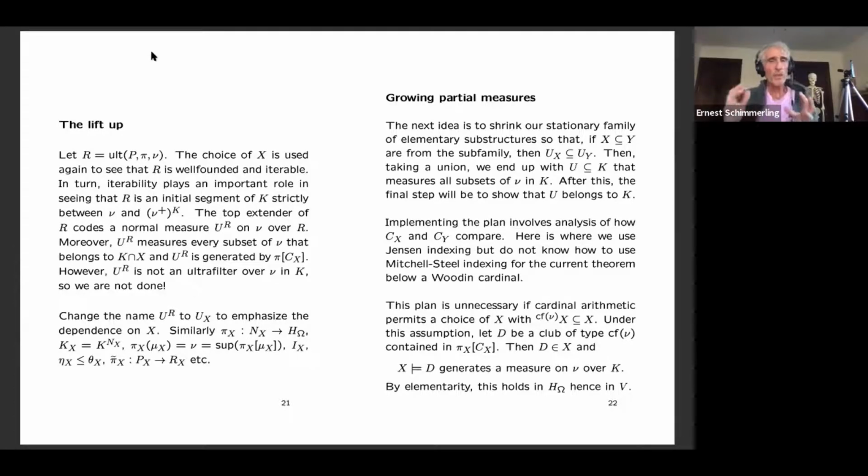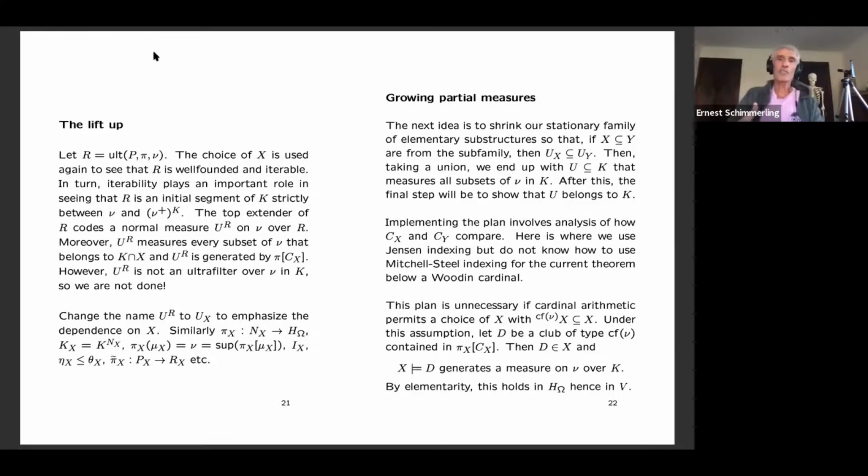And the idea for continuing the proof and for finishing the proof is to shrink the stationary family of so far good choices of x, by a pressing down argument, to get to the point where if you choose an x and a y from the smaller family, and x is contained in y, then you can understand how these critical sequences, or indiscernibles as they're often called, arising from x relate to the ones arising from y, and argue that the filter coming from x is extended by the filter coming from y.